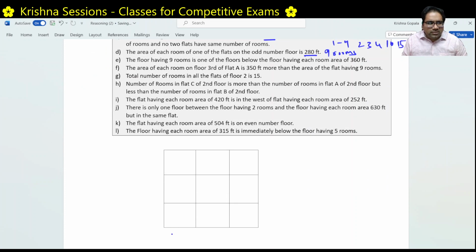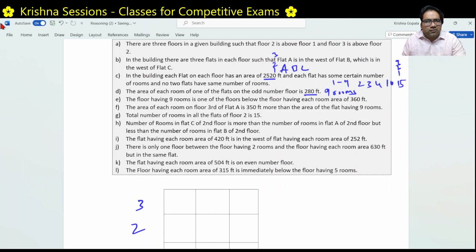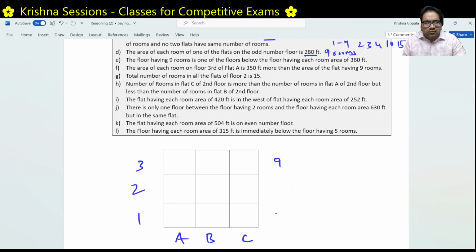Let's assume the building structure is like this. We had discussed it is first floor, second floor, third floor, and A, B, C. This is the structure that we had discussed, right? A, B, C. Now, he is saying one of the flats on the odd number floor. That means the 9 room flat would be somewhere here, or somewhere here. The 9 room flat can be here in the third floor or on the first floor.